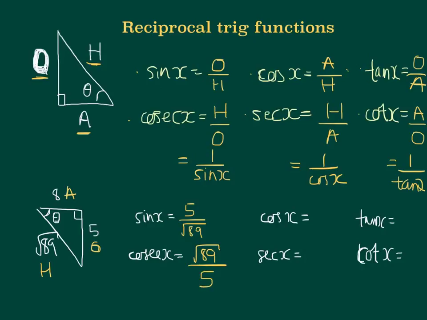Cos x is going to be the adjacent over the hypotenuse, so 8 over square root of 89. And then that means that sec x will be the reciprocal, which is this, and tan x is just opposite over adjacent, so 5 over 8, and then cot x will be 8 over 5, which is the reciprocal.